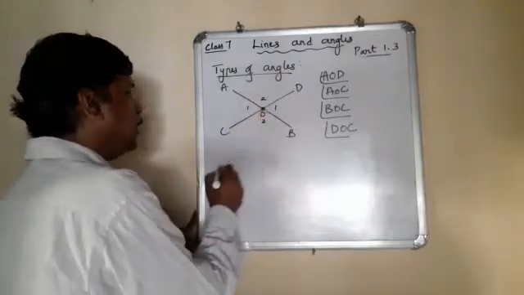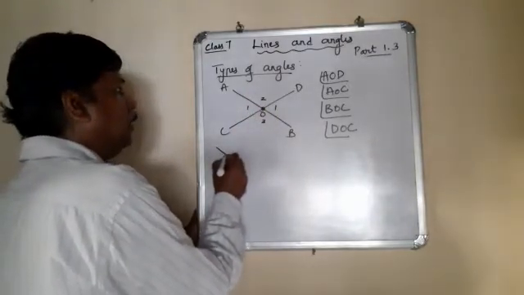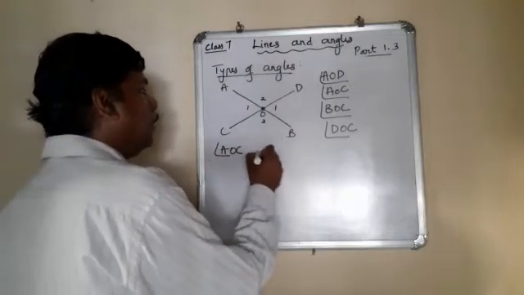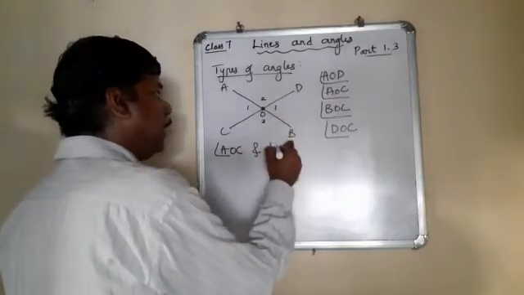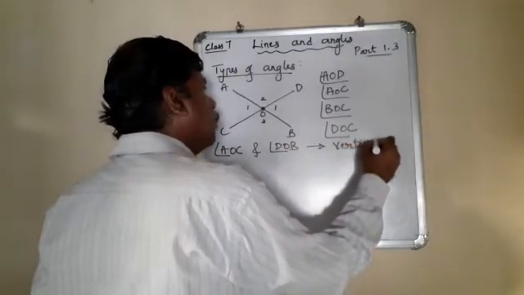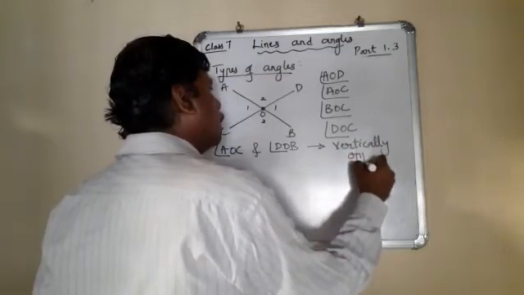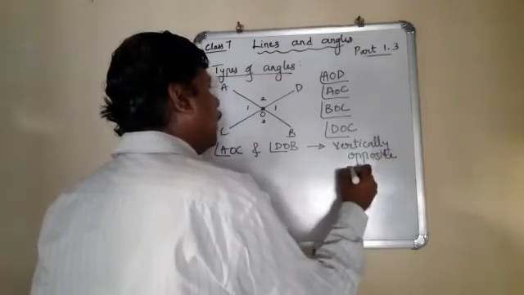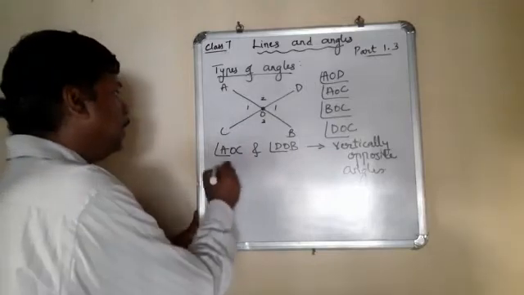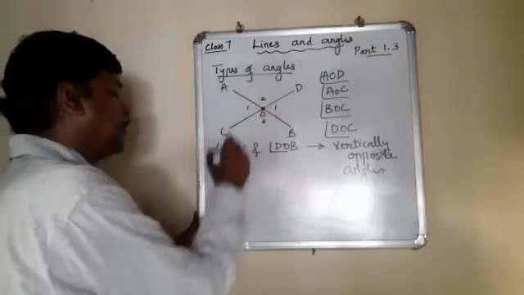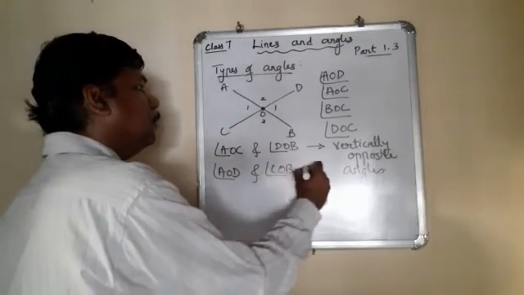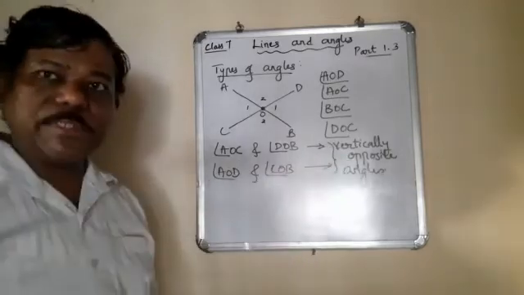So these vertically opposite angles are angle AOC and angle DOB. These are the vertically opposite angles. Also we can write, instead of AOC, let us take the second one, AOD and angle COB. These are also vertically opposite angles.